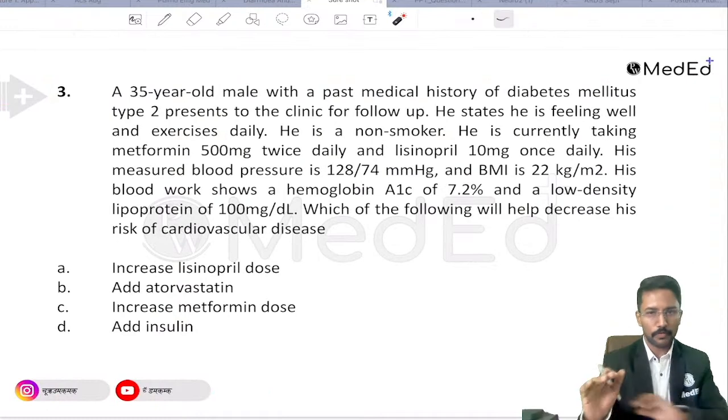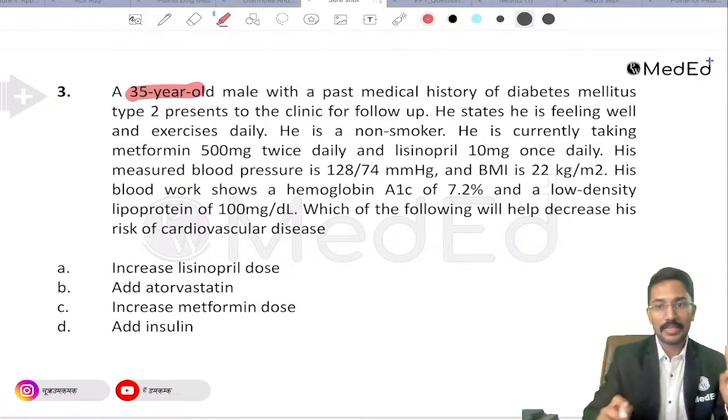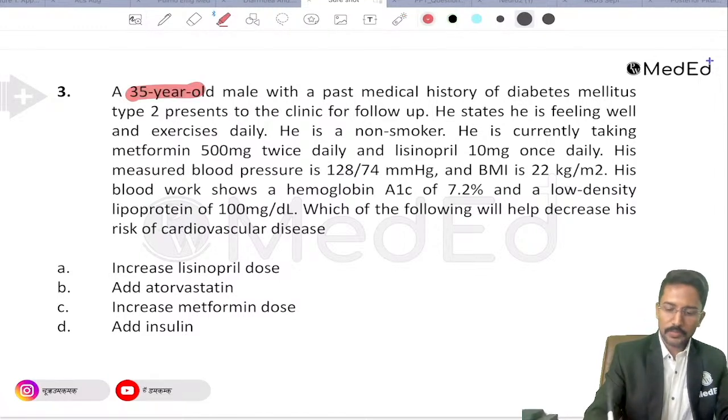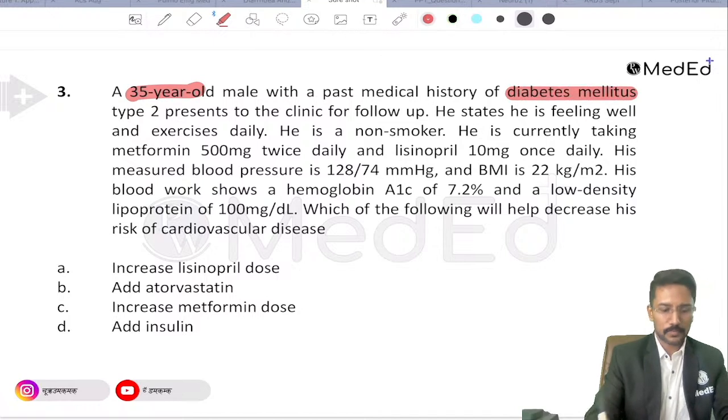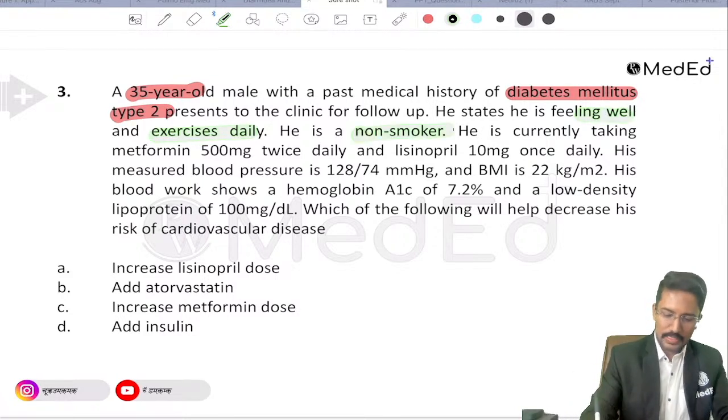Okay, now let's move to the next question. Again, this is bit of conceptual, so please just pay attention. These are the kind of questions where we do a lot of mistakes. In this question, we have a 35-year-old young, right, with a past medical history of diabetes mellitus type 2. He has presented for a follow-up. He states that he is feeling well and he exercises daily. So he is doing good. Okay. He is a non-smoker. He is currently taking metformin 500 milligrams twice daily and lisinopril 10 milligram once daily. Those are two of his medications.